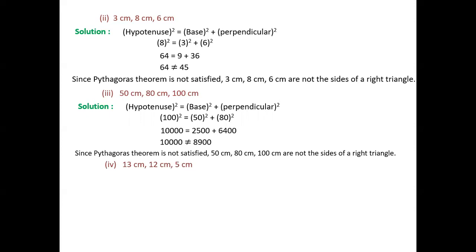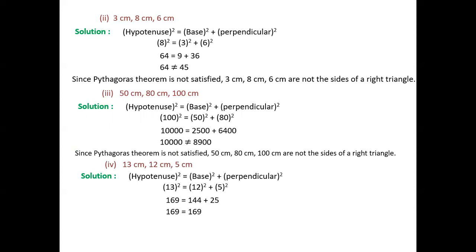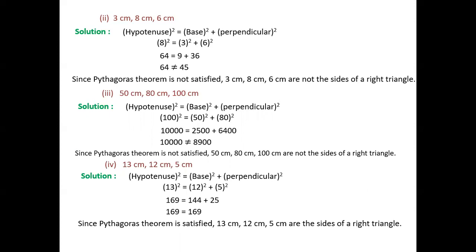Fourth bit, 13, 12, and 5. So hypotenuse square. So 13 square is equal to 12 square plus 5 square. 13 square is 169, 12 square is 144, and 5 square is 25. To add, you're getting 169 is equal to 169. Since Pythagoras theorem is satisfied, 13, 12, and 5 are the sides of a right triangle. And the length of the hypotenuse is 13 centimeters.